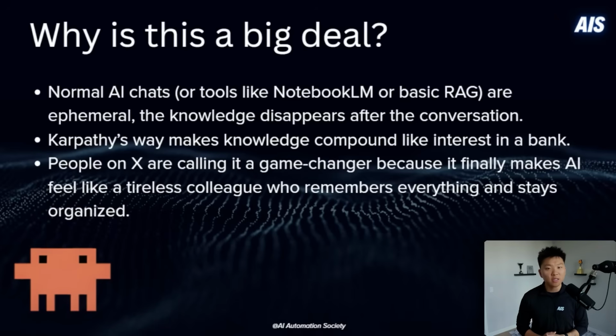All right, so why is this a big deal? Because normal AI chats are ephemeral, meaning the knowledge disappears after the conversation. But this method, using Karpathy's LLM wiki, makes knowledge compound like interest in a bank.